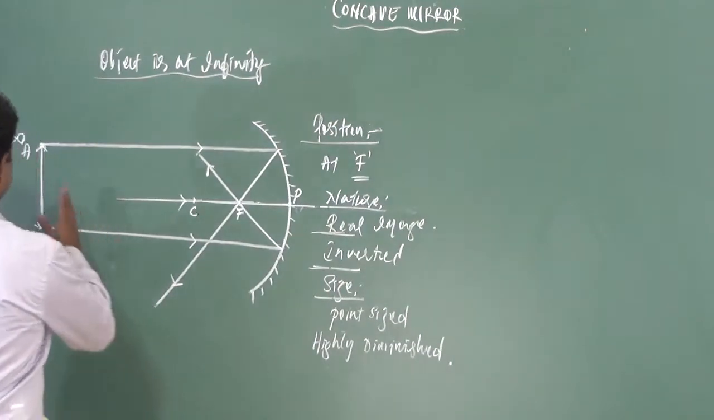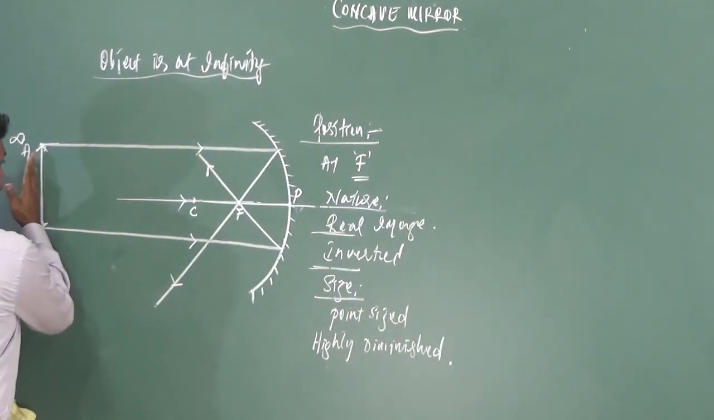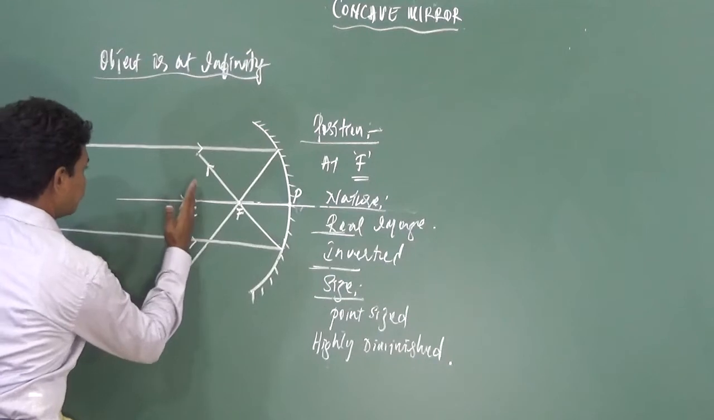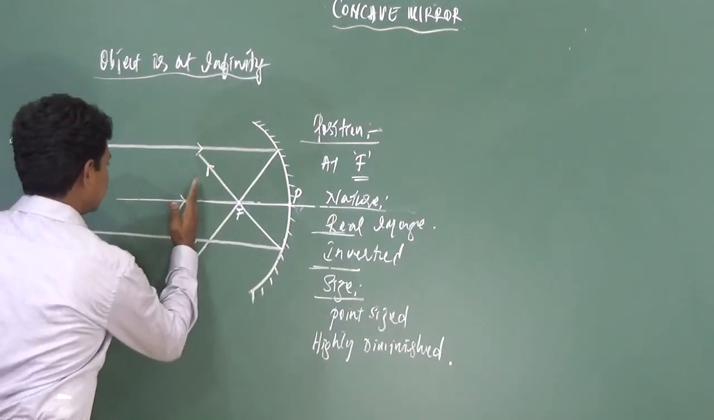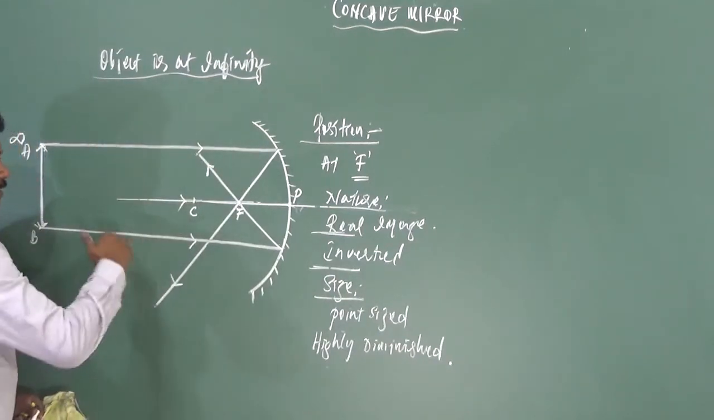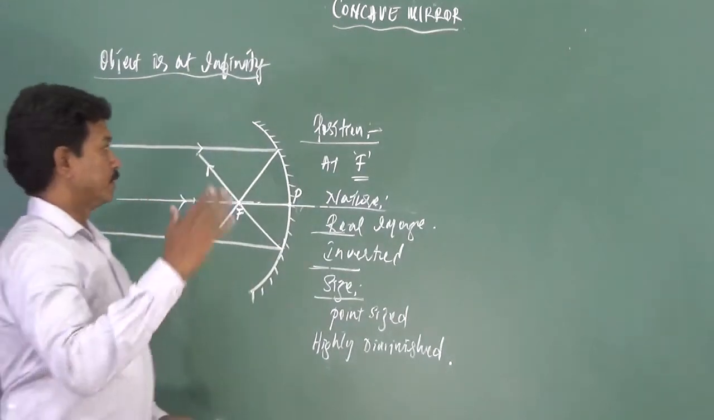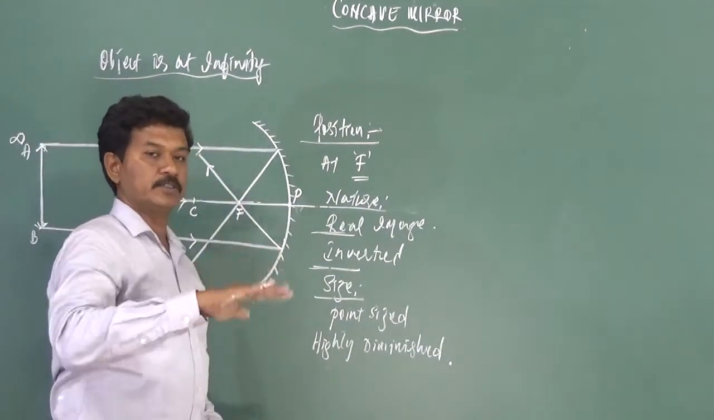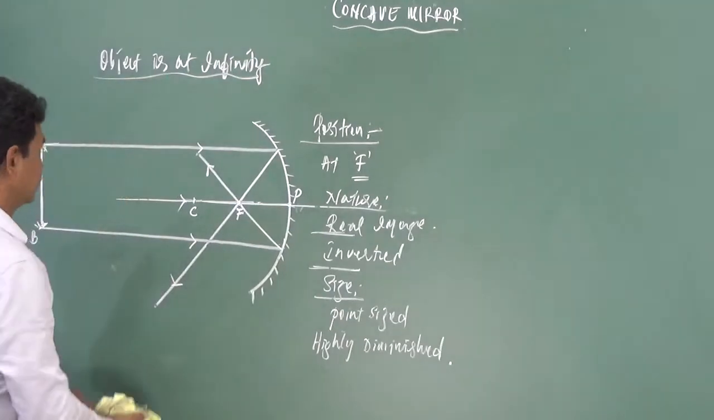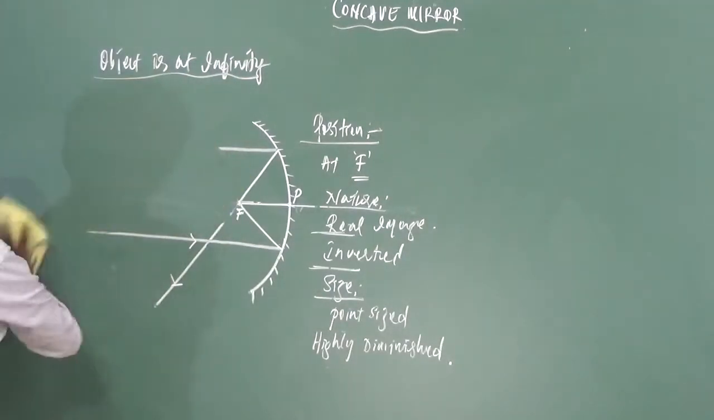Now, we will bring this object which is kept at infinity towards the mirror and keep it beyond C, not at C, a little bit far away from C. Then we will see the position and nature of the image. Let us go with the next ray diagram.